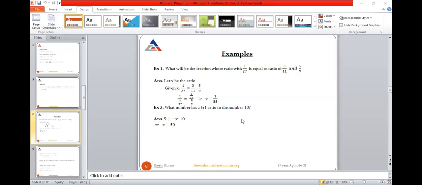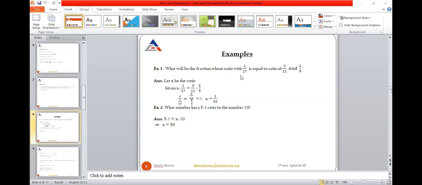Now some examples related to ratio and proportion. First is, what will be the fraction whose ratio with 1 upon 27 is equal to the ratio of 3 upon 11 and 5 upon 9? So I hope the question is understood to you.